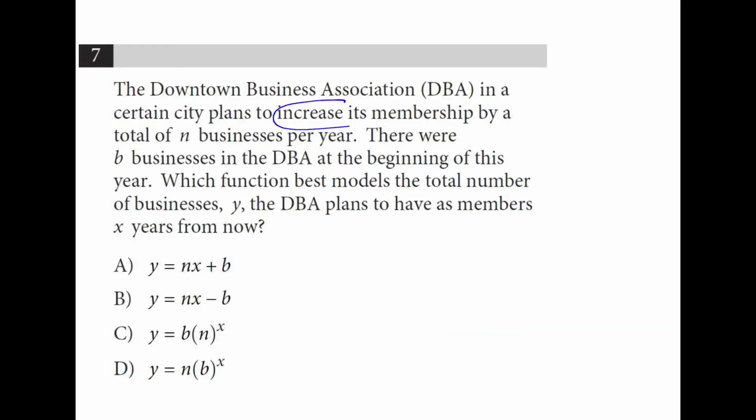So we're increasing membership by n per year. Per is a keyword for slope, and we started off with b at the beginning. If we see starting value or initial value, that's the intercept. So we're looking at nx plus b, which is A.